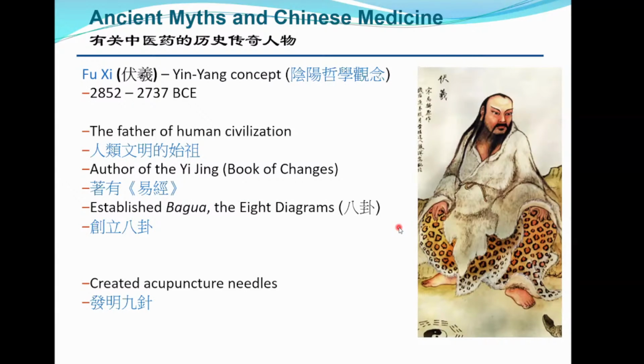So then after this, we discuss several legendary figures in the history of Chinese medicine. Fu Xi is the first one we want to mention. It's the concept of yin yang. The people use his name as the first to initiate. He lived about 5,000 years ago, and he developed the Bagua.